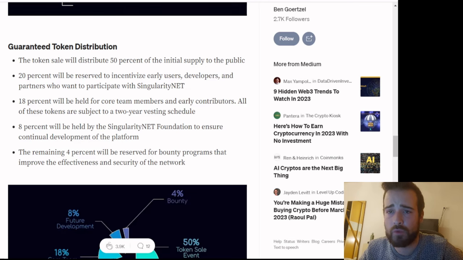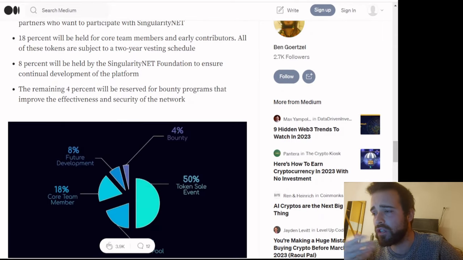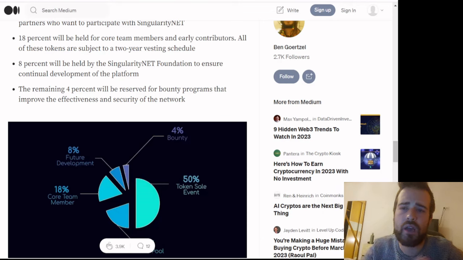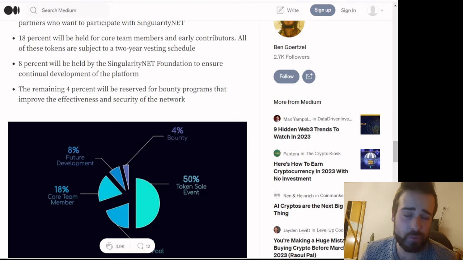As we can see here, for the reward pool, we had 18% to be paid to the core team members and early contributors of this project, and all those tokens would be subject to a 2-year vesting schedule. Besides that, we have 8% that would be held by the SingularityNET Foundation, okay, to ensure the continuous development of the platform and of the project. And besides that, there will be 4% reserved for bounty programs. So basically programs to incentivize people to find bugs, to find issues, and help improve the effectiveness and the security of the network. Now let's dive deeper into phase two.